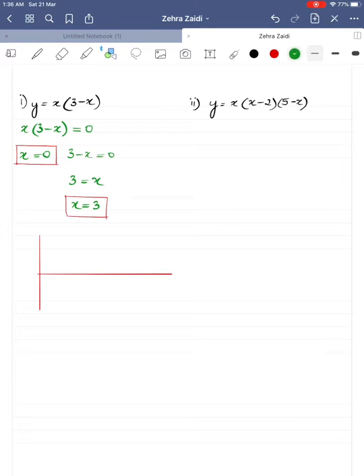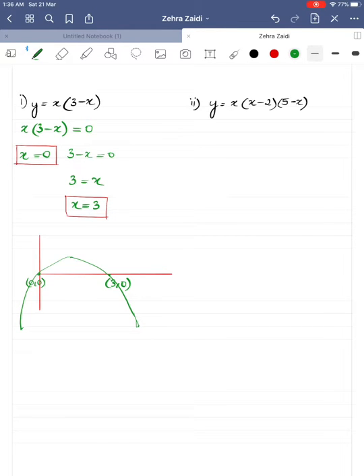Our points of intersection are 0, 0, which is the origin, and 3, 0. Let's sketch the curve. Okay, so this is roughly how the quadratic curve would look.